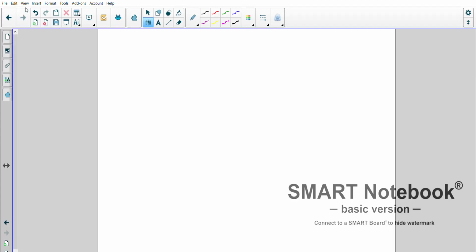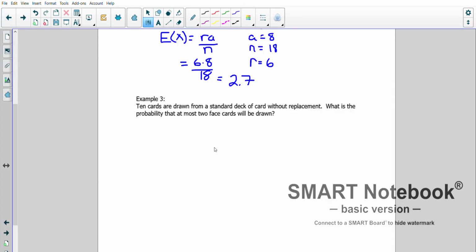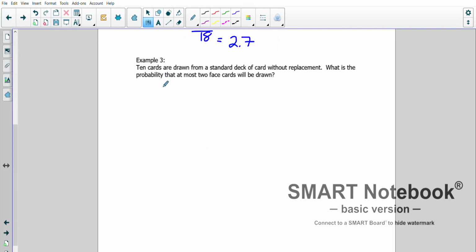And this is the last example, so just to finish this off, 10 cards are drawn from a standard deck of cards without replacing it. What's the probability that at most 2 face cards will be drawn? At most. So what does that mean? So that means the probability that I get 0 face cards plus the probability that I get 1 face card. It says at most 2, so that includes 2.